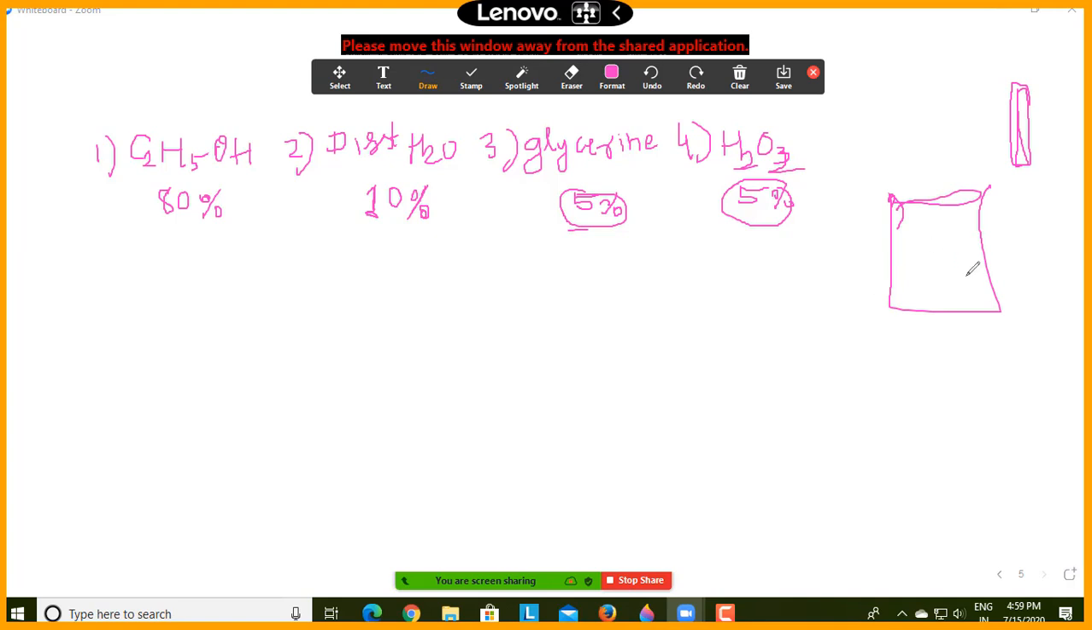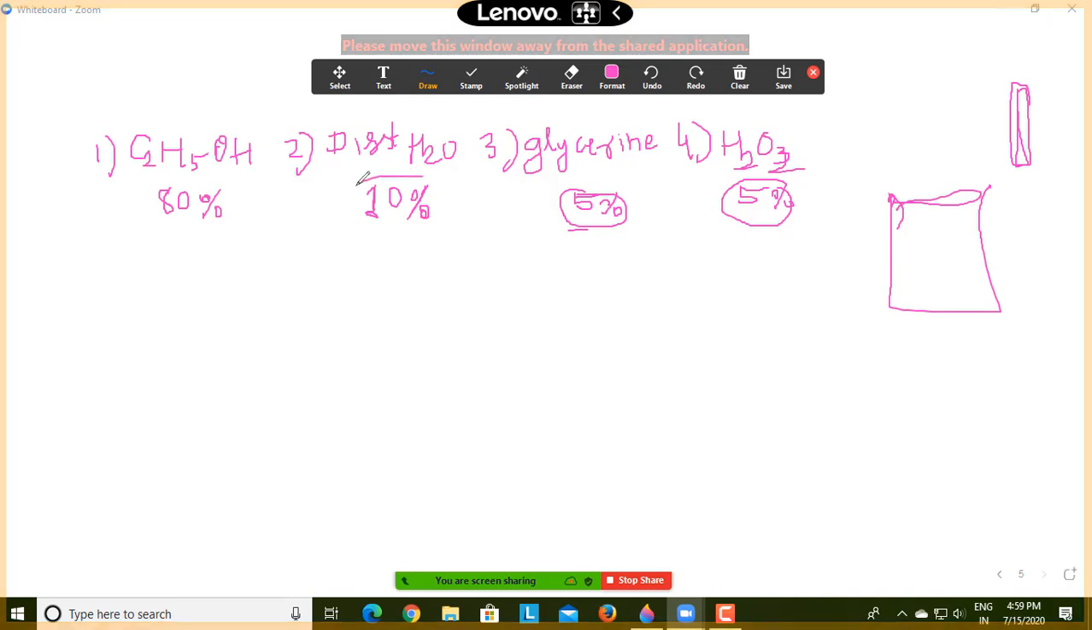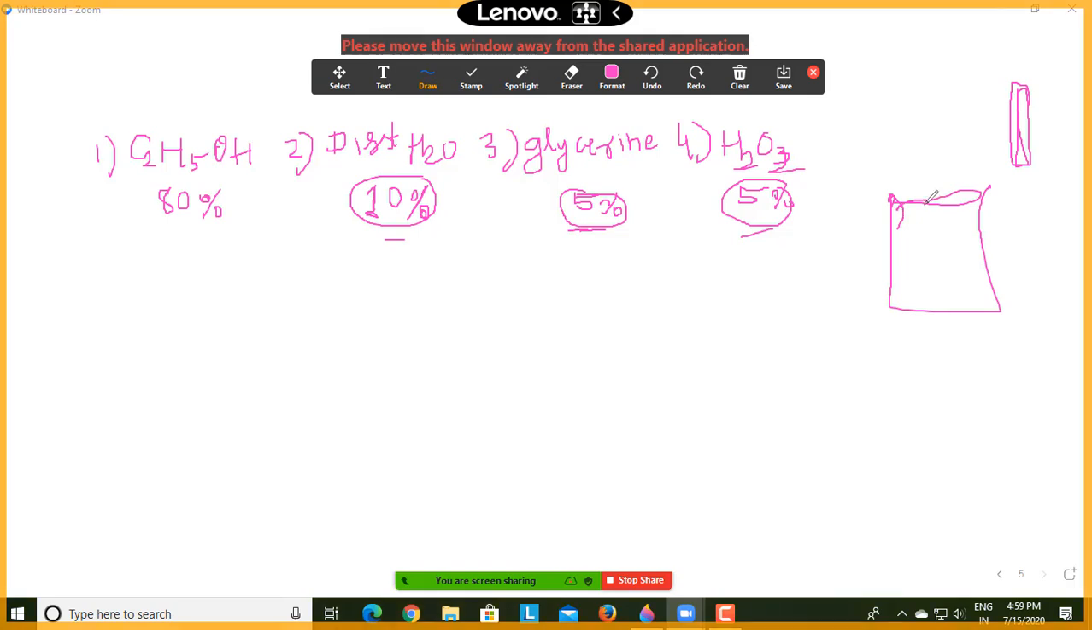Means take a beaker, any glass vessel. Take the glass vessel, take the glass rod. Add 5 ml of this and 5 ml of this. After adding, add 10 ml distilled water. So this is first, this is second, this is third. At last you add ethyl alcohol. After adding, you stir properly. After that you pour it into a bottle.